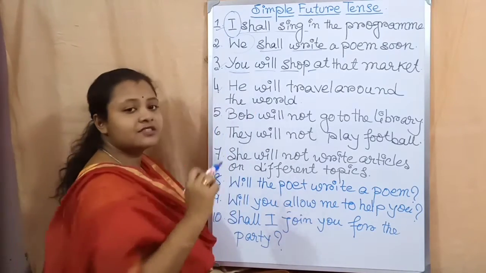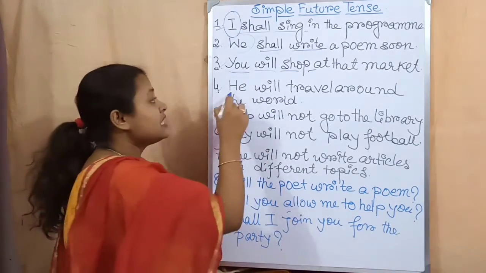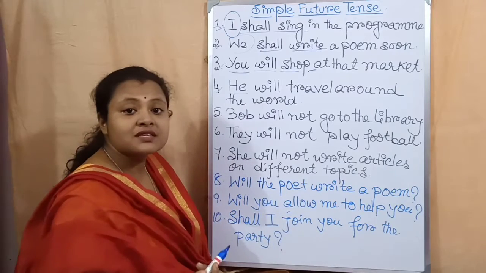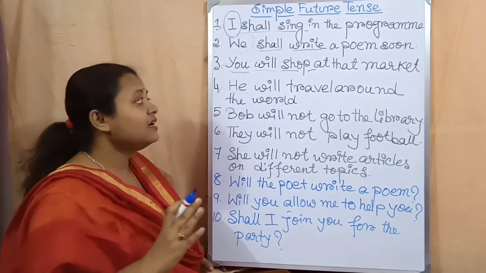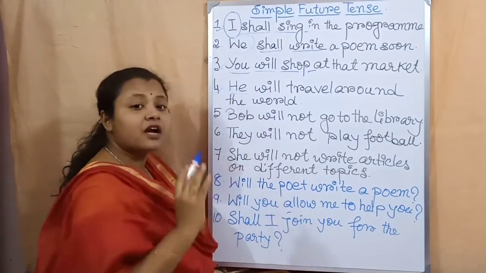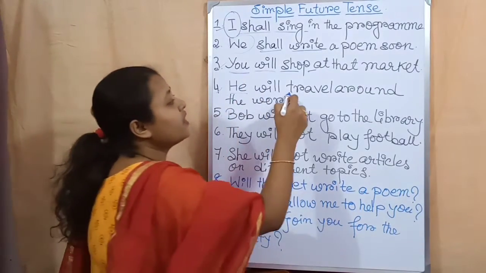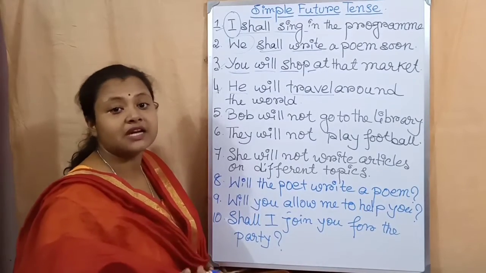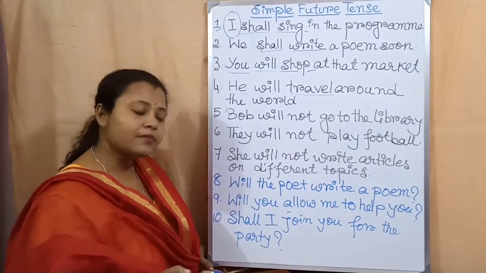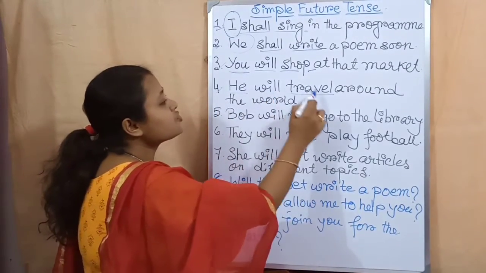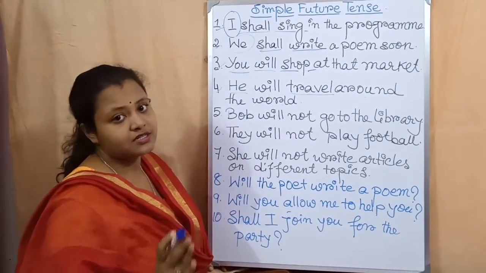Now come to the fourth sentence. He will travel around the world. He is the third person singular number. He, she, it, they, these are third person. So after he I have written will. Then the present form of the main verb, that is travel. After that the rest of the sentence, around the world. So, he will travel around the world. This is an example of simple future tense.